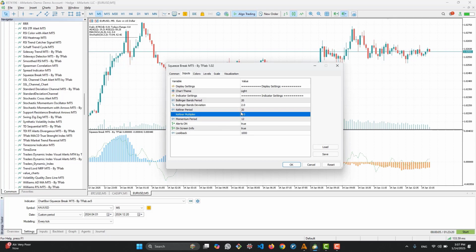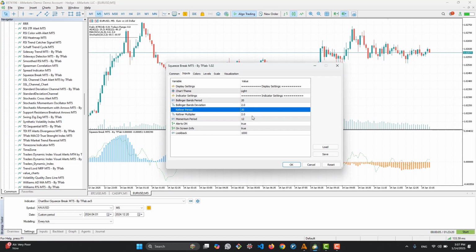The more of these values we put in, the later it will detect the exit from compression. The less of these values we put in, the faster it will detect the exit from compression, but it may have more false signals. We need to strike a balance between these two states.